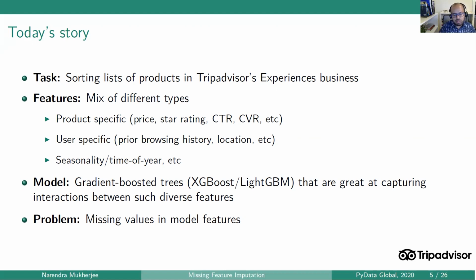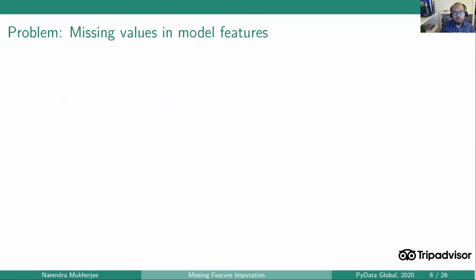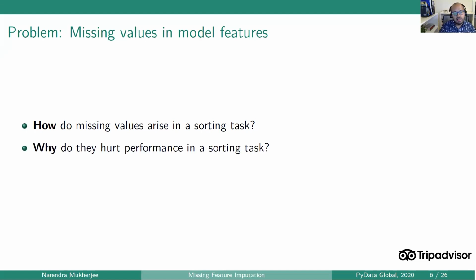Basically we have a bunch of different features in the model, and we might not have values for them for individual products or users. To be able to understand the problem better, understand its magnitude better, there are two specific questions that we will talk about. The first is, how do missing values arise in a sorting task? How do we start to have missing values in the first place? And the second one is the why question, as to why does having missing values hurt performance in a sorting task? We'll get into the details of both of these questions in the next few slides.